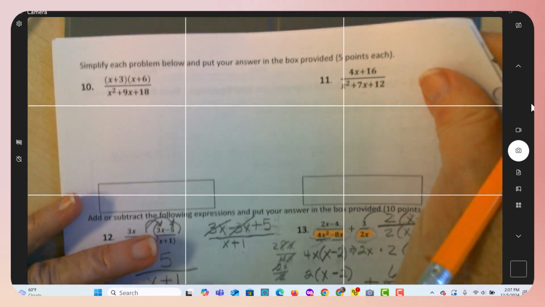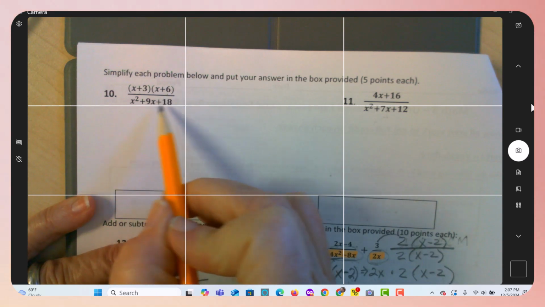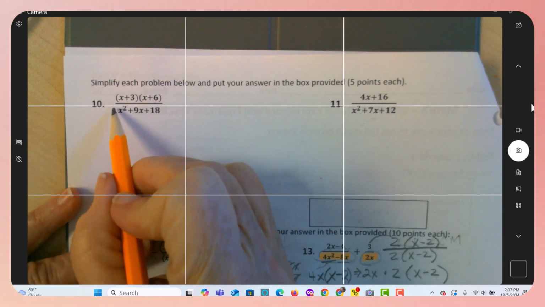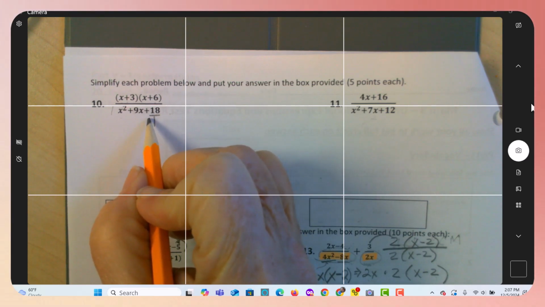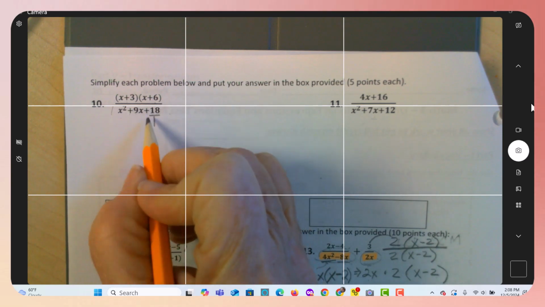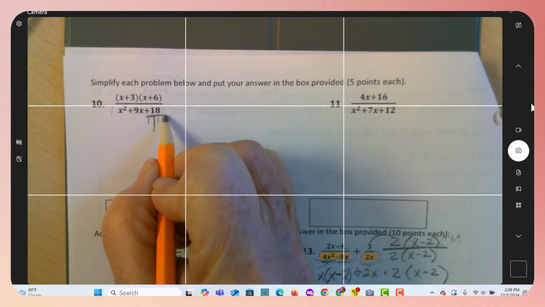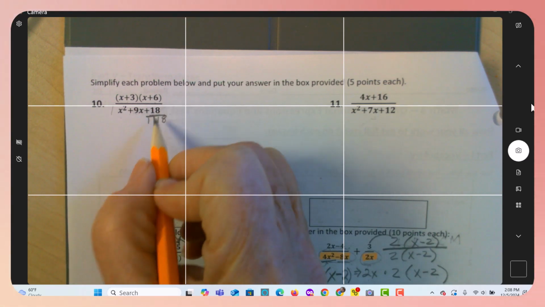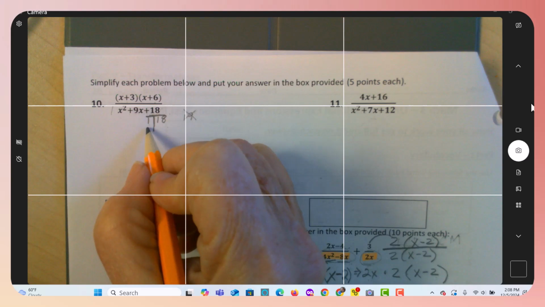Okay, question number 10. This is already factored in the numerator. I only have to factor the denominator. This is a quadratic equation, and I have a coefficient of 1 right here. Again, 1 is invisible. So I want the factors of 18 that multiply to give me 18, but add to give me 9. And all of these are positive, so my factors are going to all be positive. So I'm going to start with 1 times 18. I want whole numbers. Okay, 1 times 18 is 18, but 1 plus 18 is 19, and that's not what I'm looking for. So now I'm going to go up to 2.